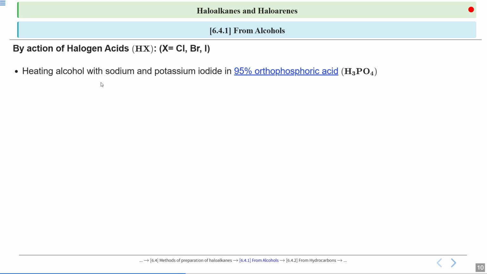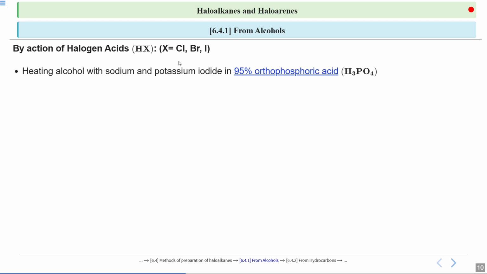Heating alcohol with sodium and potassium iodide in 95% orthophosphoric acid, that is H3PO4. This is another method where you are going to heat the alcohol with sodium and potassium iodide in 95% orthophosphoric acid, that is H3PO4.